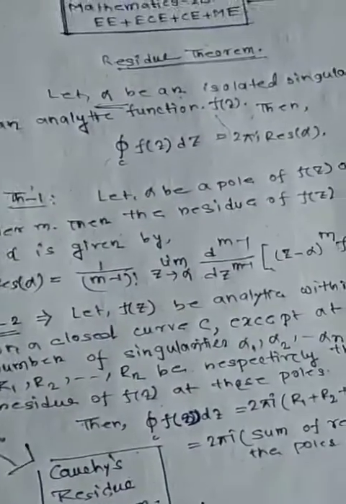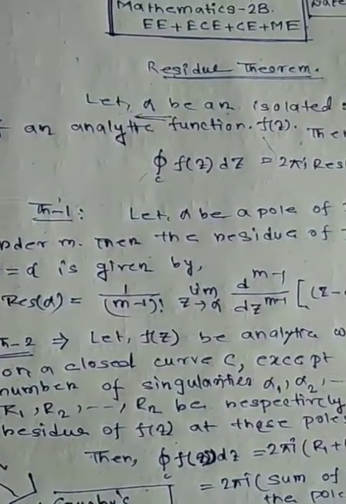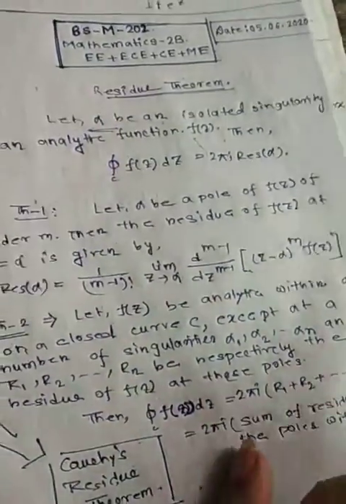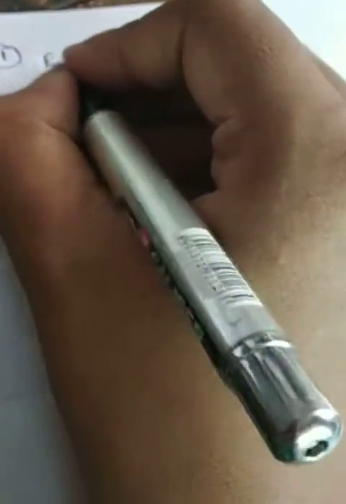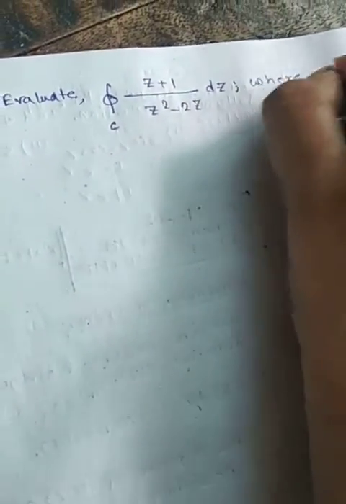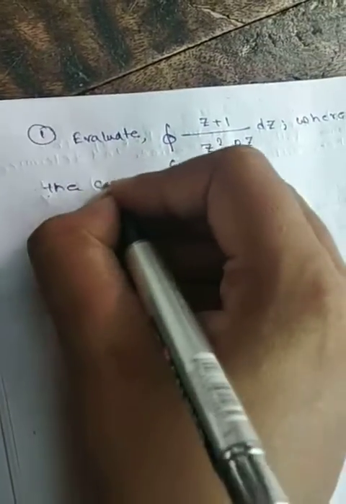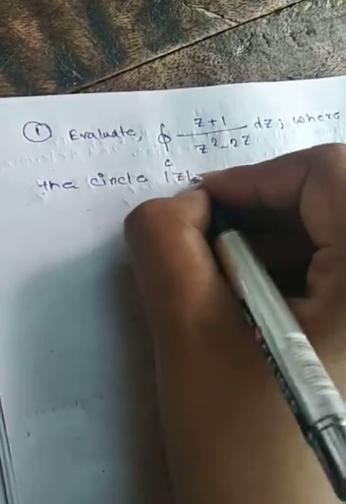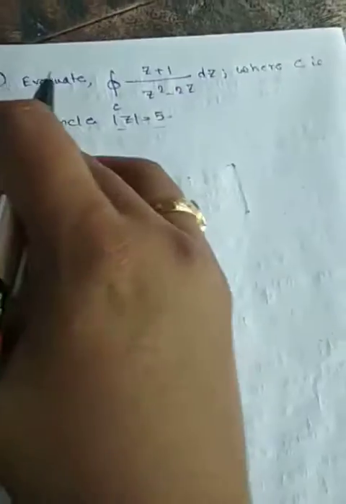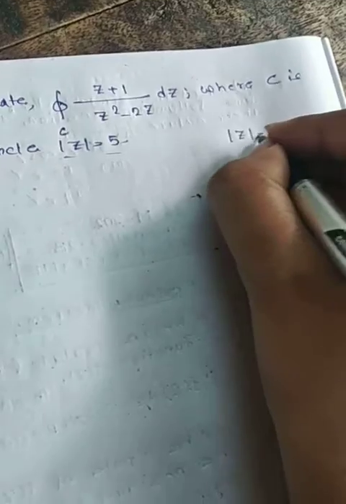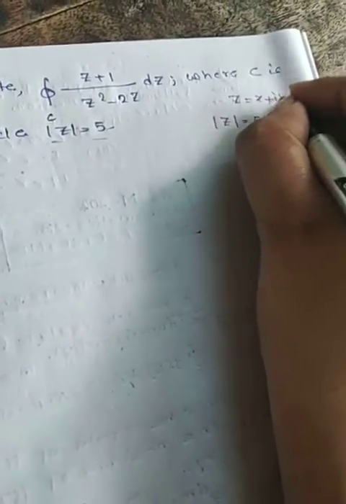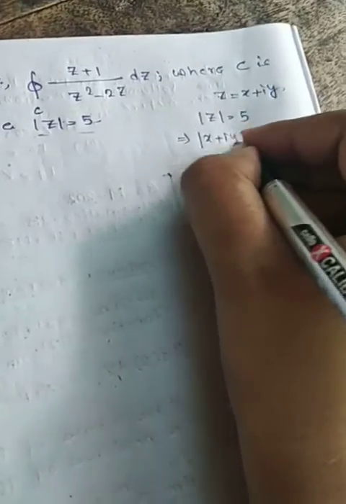Okay students, now we have to consider a problem. The first problem: evaluate the closed integration over C of (z plus 1) divided by (z square minus 2z) dz, where C is the circle mod z equals 5. This is the equation of the circle. Why? When mod z equals 5, you know that z equals x plus iy, so mod of x plus iy equals 5.